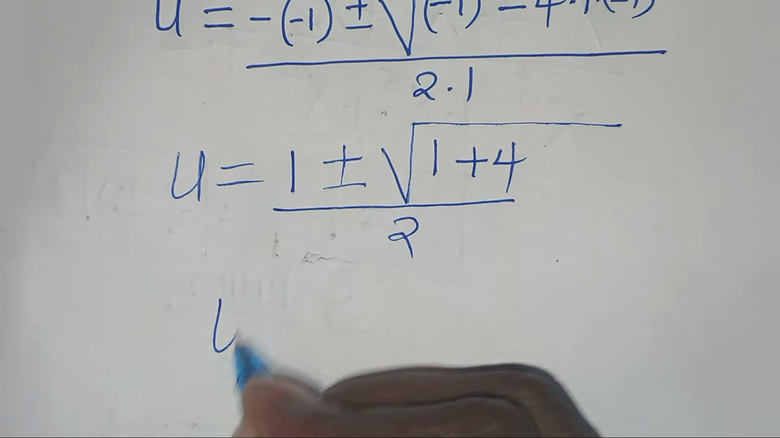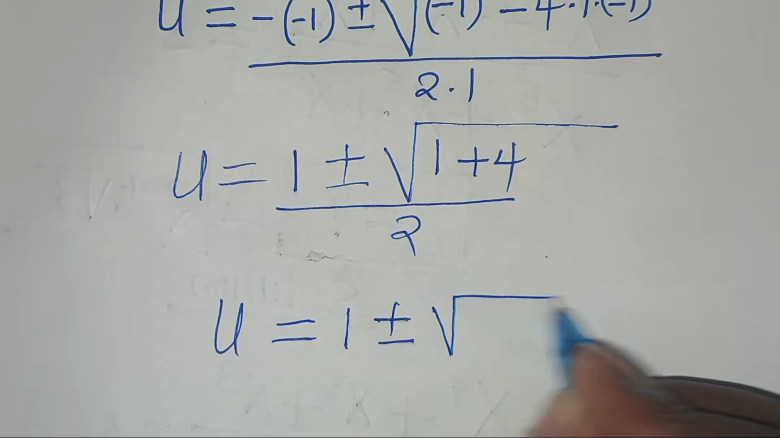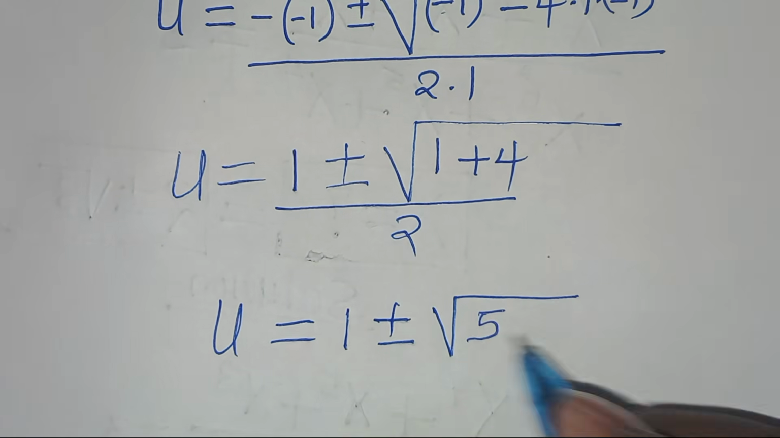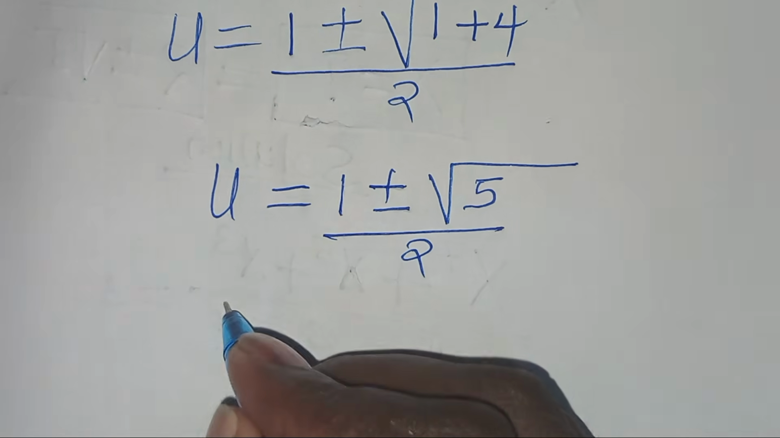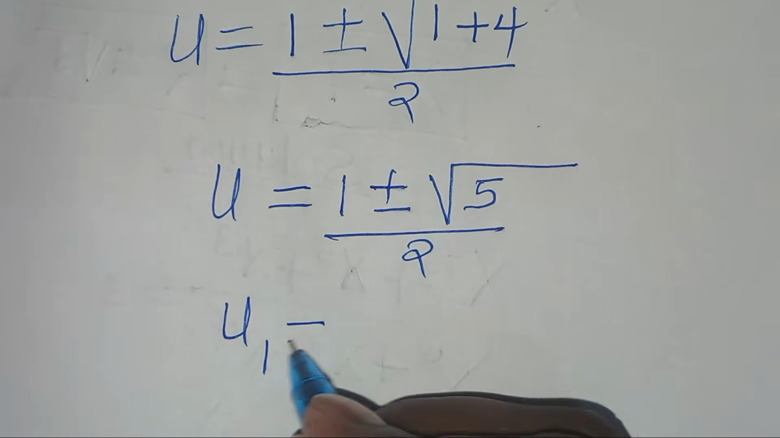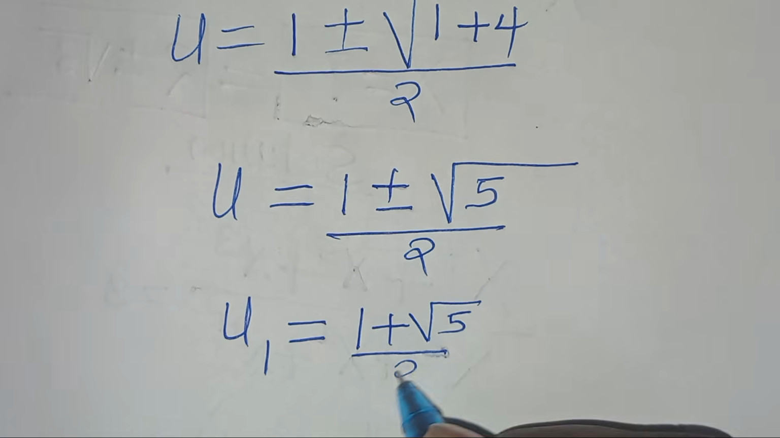So that now we have u equal to 1 plus or minus the square root of 1 plus 4, this is 5, divided by 2. So we have two values of u. u1 is equal to 1 plus square root of 5 over 2.